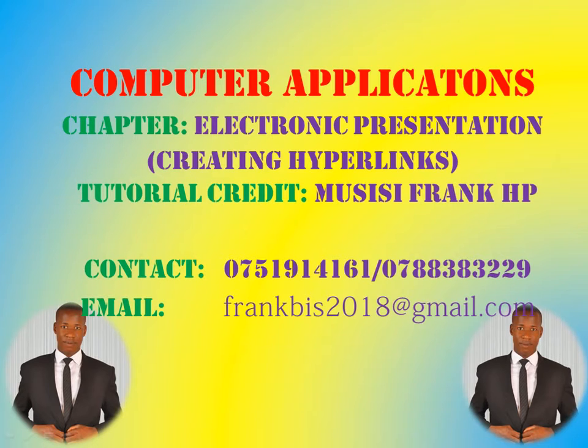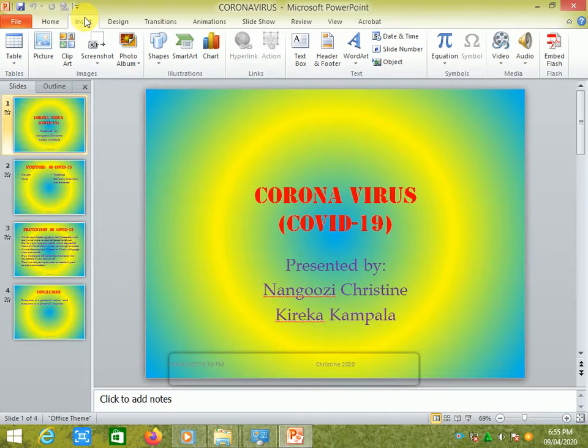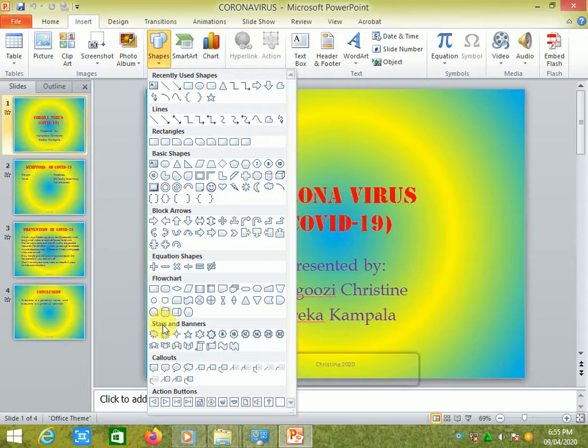Let us start. Remember, we had created our presentation called coronavirus, and therefore I taught you how to create all these slides. Therefore I'm not going to repeat them. I will just go direct to our main purpose today, how to create hyperlinks using action buttons. The action buttons are found under the insert tab under the shapes. So you come, the last group is called the action buttons. This is the previous or back, whereas this is called the forward or next.